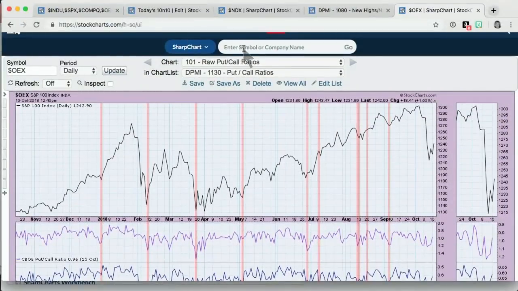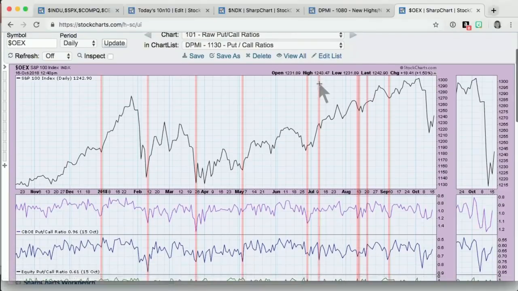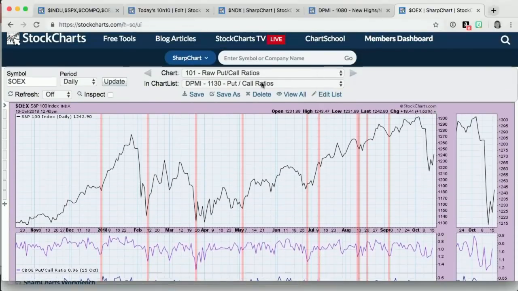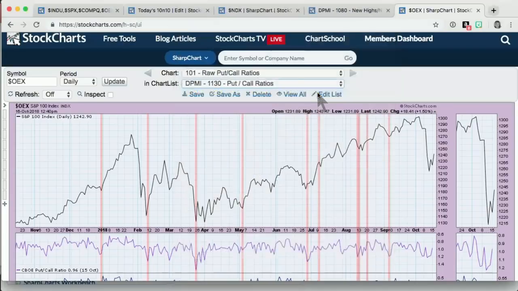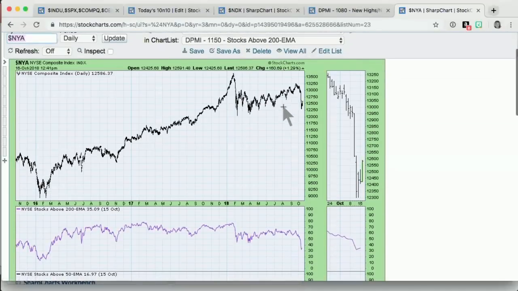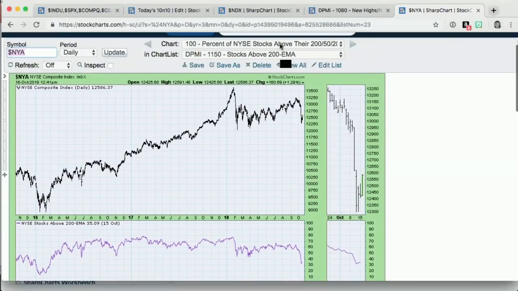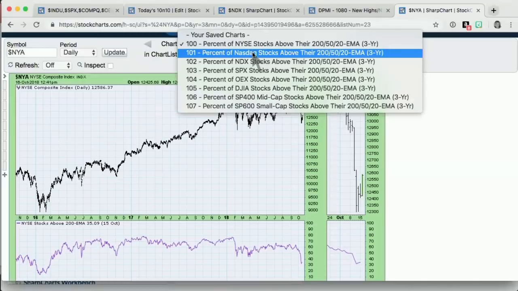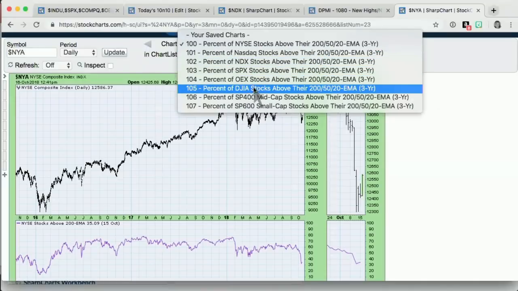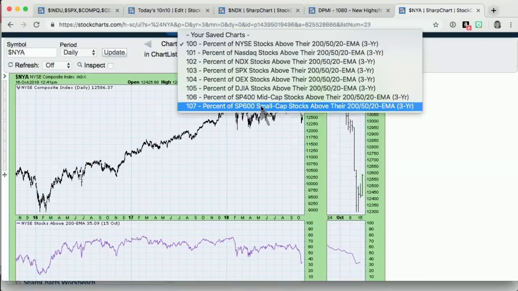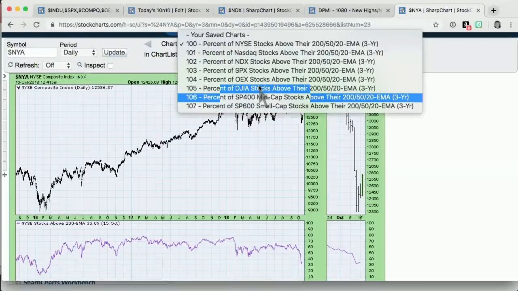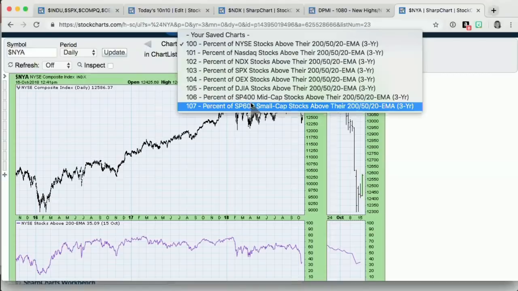All right. Okay, so we've looked at new highs, new lows, put call. Let's go ahead and go to the stocks above the 200-day EMA. Take a peek at these. Again, we can do this study for the NYSE, Nasdaq, Nasdaq 100, et cetera, including mid and small caps.